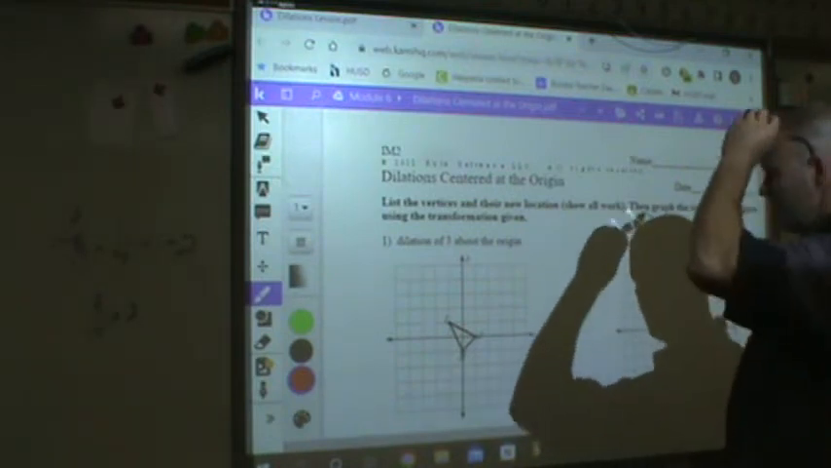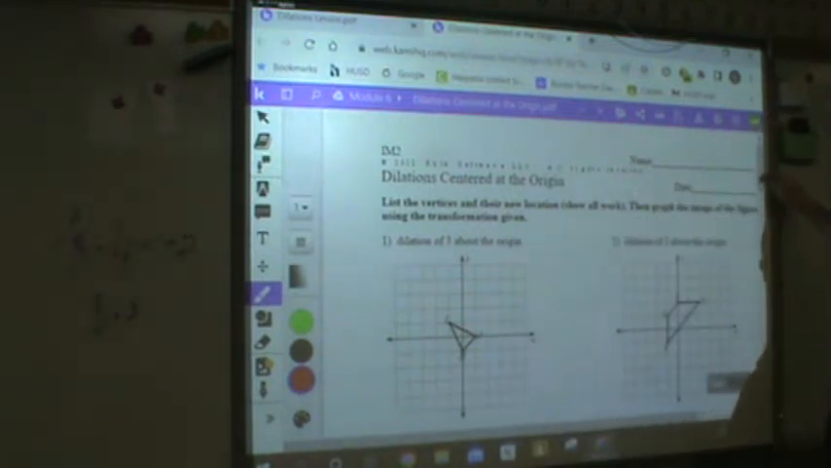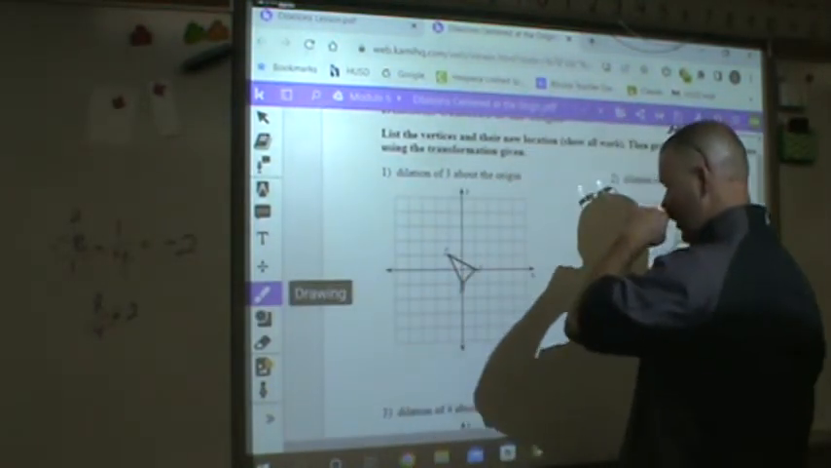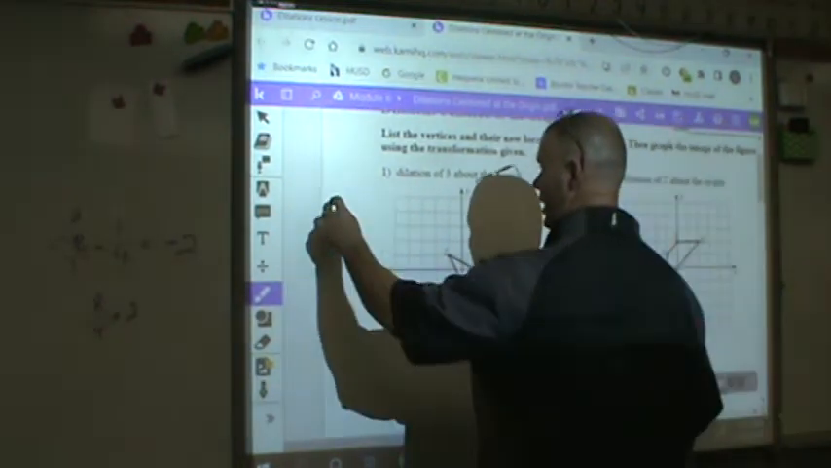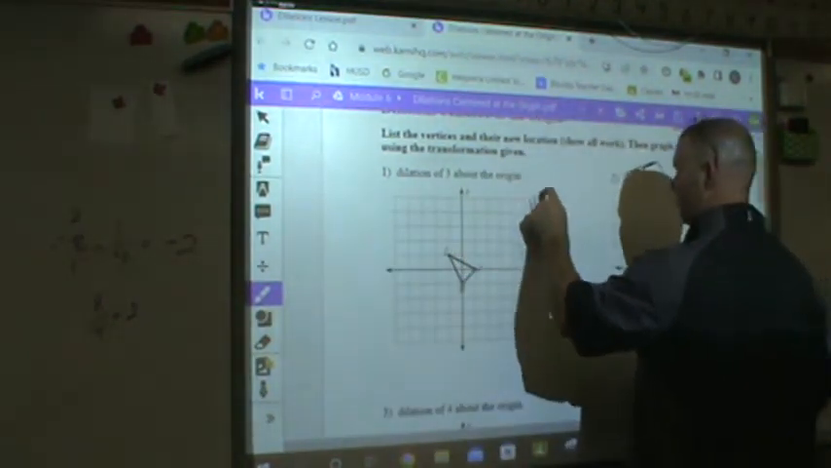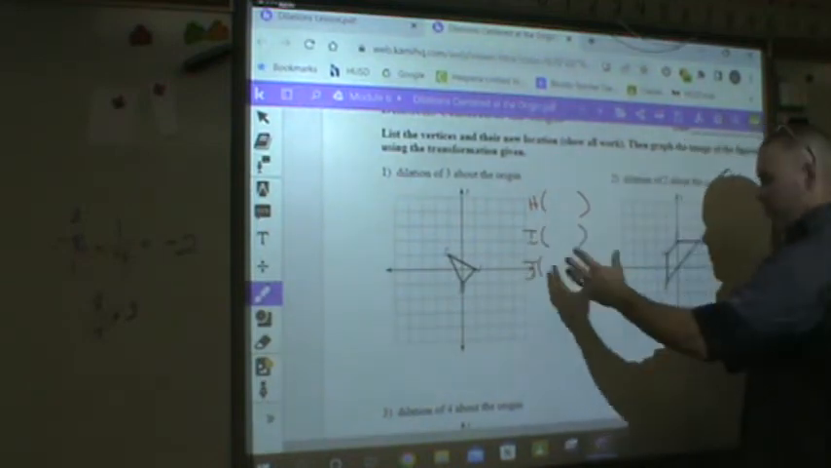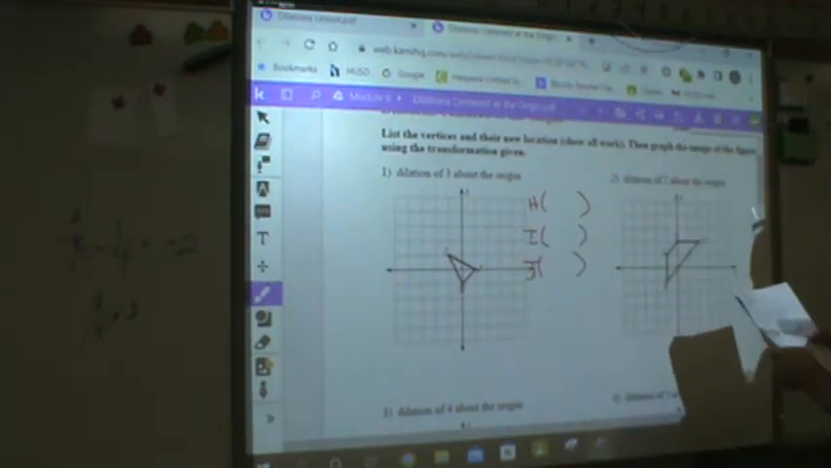So here's how we're going to do this. Dilation of 3 about the origin. We don't need to draw lines and do all that crazy stuff. We could, but we don't need to. HIJ. So I'm going to go with H, I, and J. And obviously you can write smaller and you have more room in your paper. I'm writing larger so I can see this.